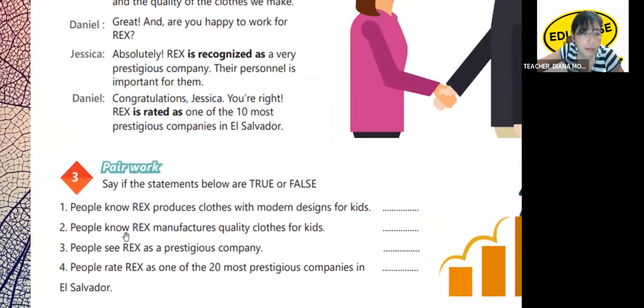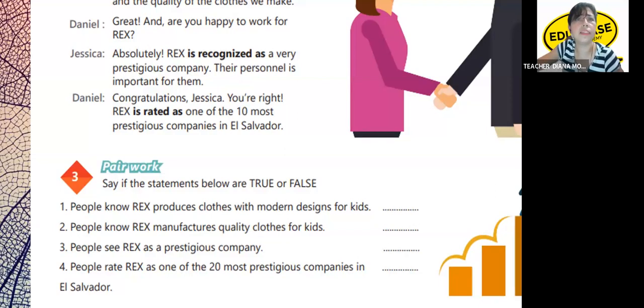We have here, people know Rex produces clothes with modern designs for kids. People know Rex manufactures quality clothes for kids. People see Rex as a prestigious company. People rate Rex as one of the 20 most prestigious company in El Salvador. Okay, according to the reading, this is not important, right? Because the important is the structure. But anyway, let's try to solve it.